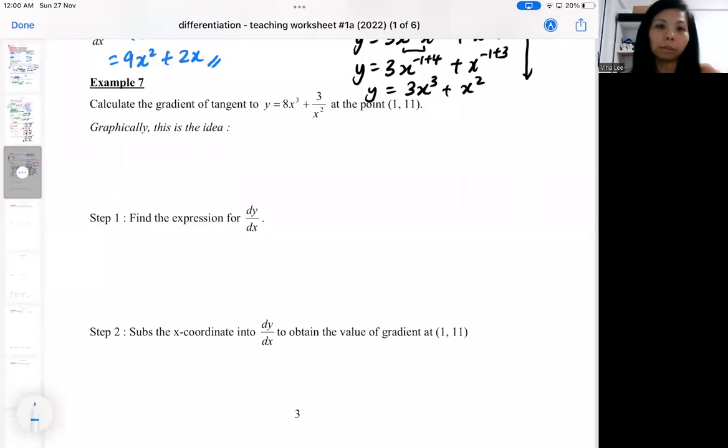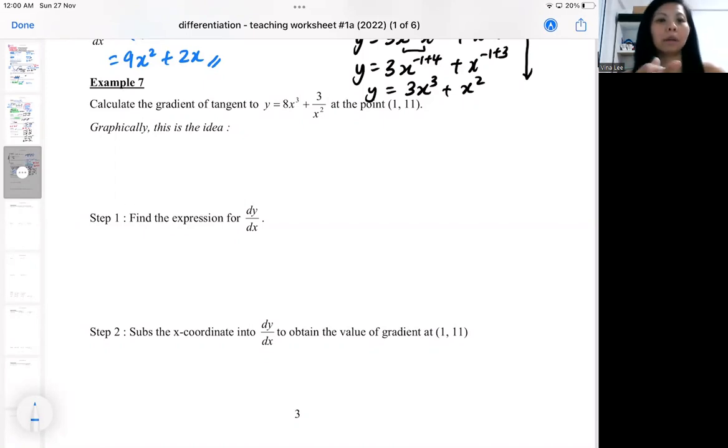So far in all the previous examples, we focused on how to get dy dx. We focused on how we use indices and algebra so that it will match the structure in formula number 2, so that we can get our dy dx correctly. So in this example, we come to the real use of the dy dx.